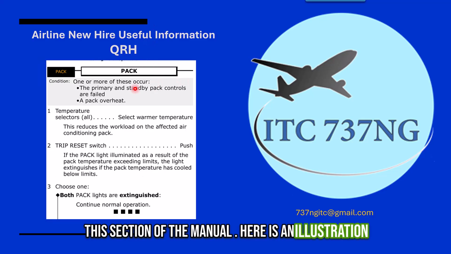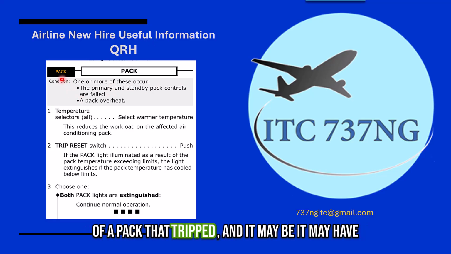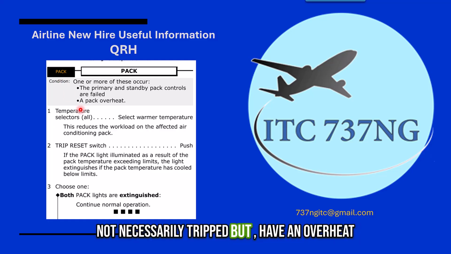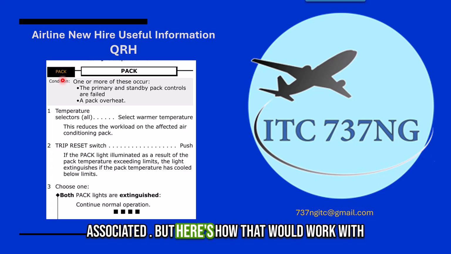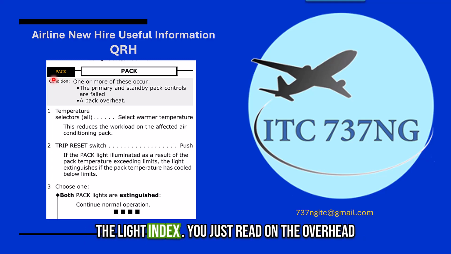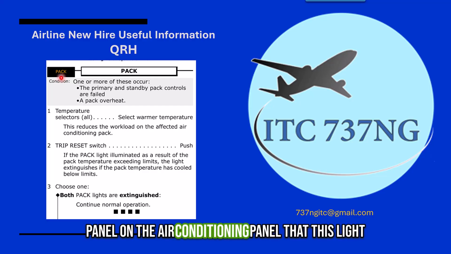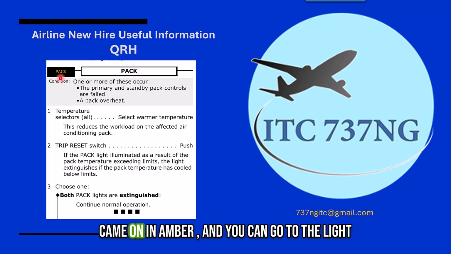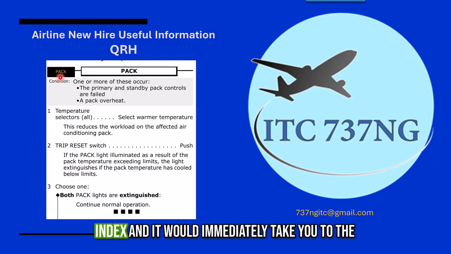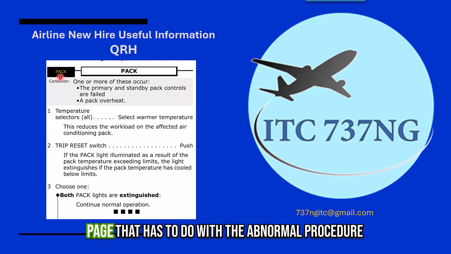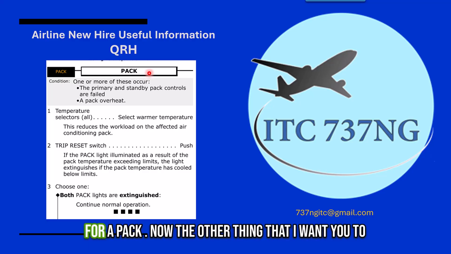Here is an illustration of a pack that tripped, and it may not necessarily have tripped, but have an overheat associated. But here's how that would work with the light index. You just read on the overhead panel and the air conditioning panel that this light came on in amber, and you can go to the light index and it would immediately take you to the page that has to do with the abnormal procedure for a pack.